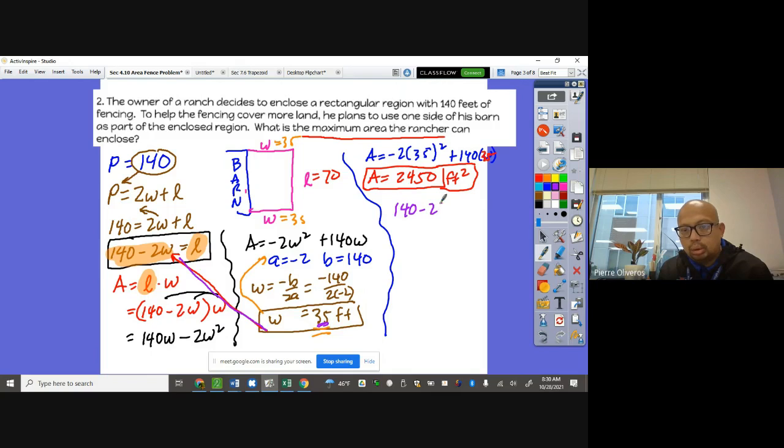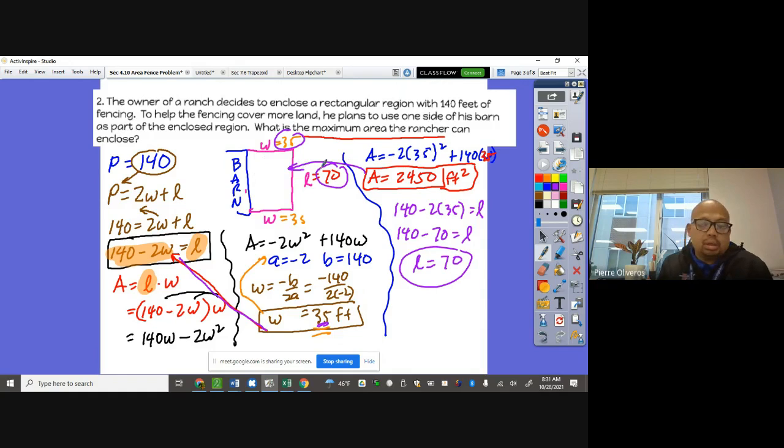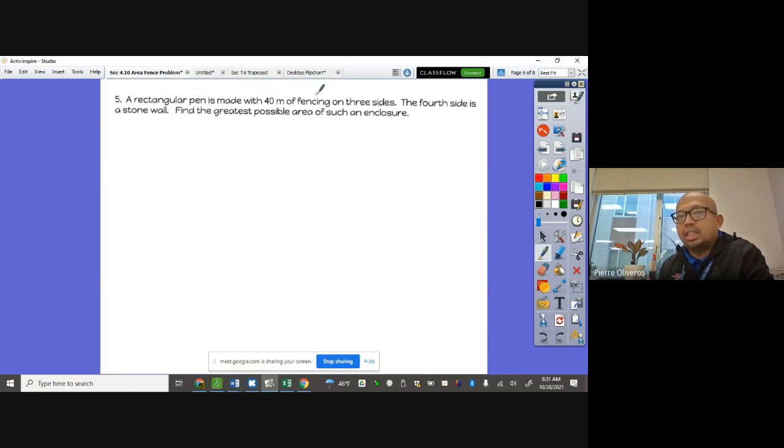Yeah, you're right. So what Ethan is saying here, if you plug in a 35 there, that will give you 140 minus 2 times 35 is equal to L. That will give you 140 minus 70 equals L. So therefore, the length is 70. So if you multiply 70 and 35, that still gives you the same area, which is good. That's right. Good job, Ethan.